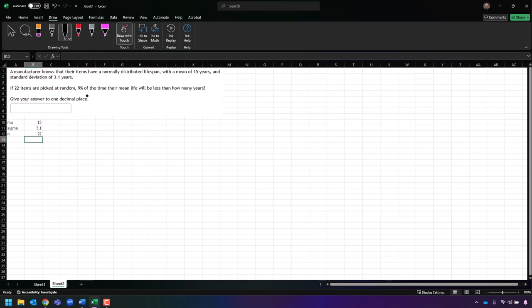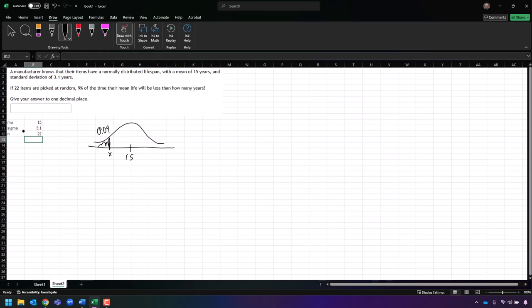So I'm going to draw a picture here and see what we have. If 22 items are picked at random, 9% of the time, their mean life will be less than how many years? So I've got my normal distribution. Now what I have somewhere in the middle is 15. And then 9% of the time, their mean life will be less than how many years? So somewhere over here, we're looking for a value, and this area would be 9%. And so I'm looking for a cutoff here.